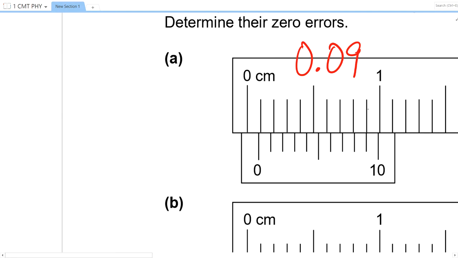0.09. Okay, so again, the reading is the same. 0.0 over here, 9 over here. 0.09. What are the units? I need units. cm. Is this correct? Is this complete? Okay. It is partially correct. Something is missing. What is missing?